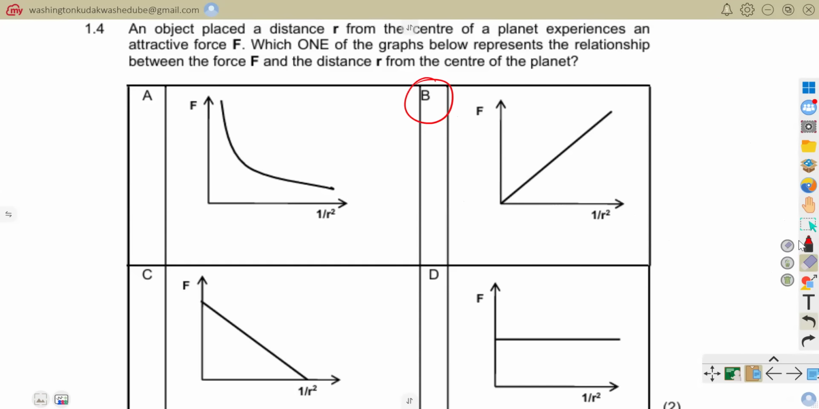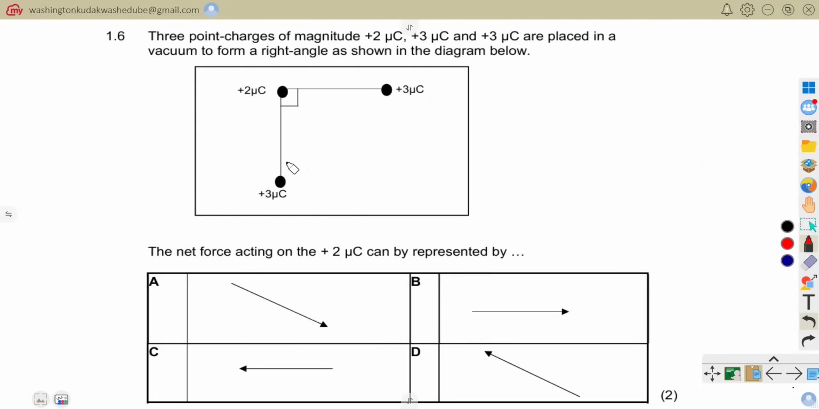So we know that the gravitational force of attraction to the center of the planet is always directly proportional to 1 over r squared. But it is inversely proportional to r squared. It is inversely proportional to r squared, but directly proportional to 1 over r squared. That's where people need to be able to differentiate. So that was our answer there.